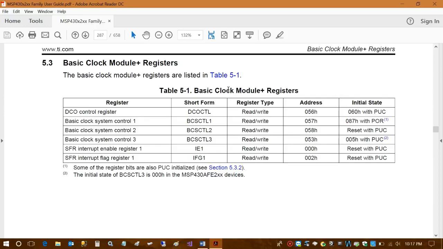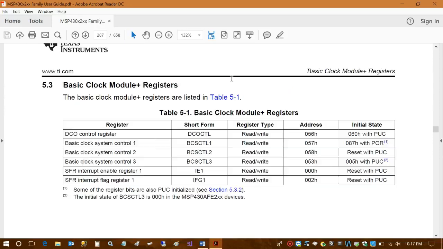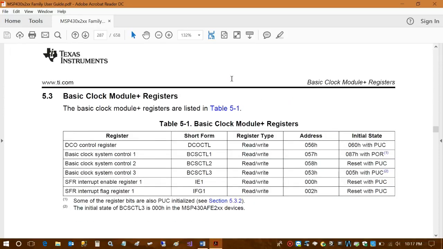So let's start from here. I guess we left off over here. I will be describing in a very short way how to configure these registers. This is one register, DCOCTL. This is another register, that is basic clock system control 1, 2, 3, which will control the clocking system. And this is the interrupt register. I told you this IE1.